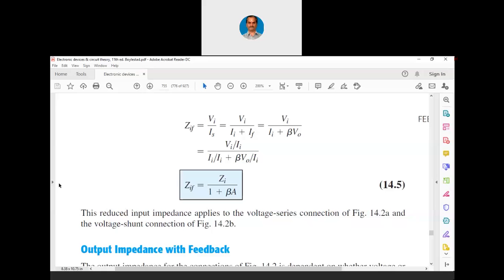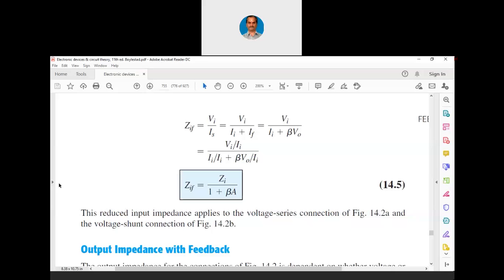Okay. Now this reduced input impedance applies to the voltage series connection of figure 14.2a, and the voltage shunt connection of figure 14.2b. Now I am discussing the voltage shunt feedback and we are discussing only the input impedance. You can see in the earlier case input impedance got increased. Now in the present case input impedance is going to be reduced by the same factor 1 plus A beta. Again, if A beta is larger than unity, we can directly say that the input impedance with the voltage shunt feedback is going to be reduced by a factor of the loop gain itself.